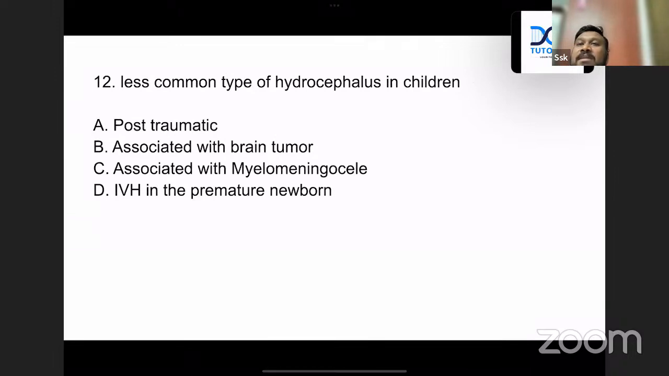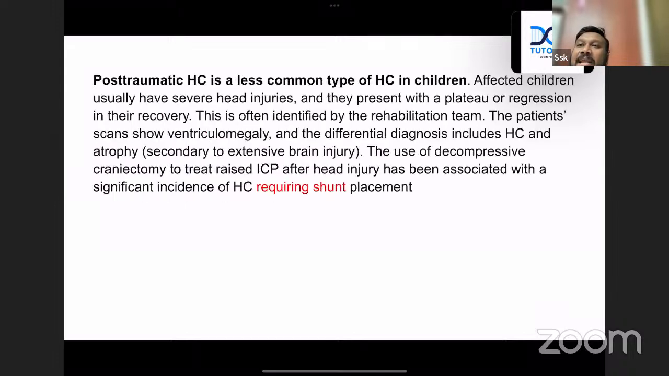So the less common type of hydrocephalus in children is always going to be post-traumatic. So hydrocephalus can happen with brain tumor, especially in the setting of medulloblastoma, pilocytic astrocytoma. It is usually associated with myelomeningocele. That is why in Chiari 2 malformation, you end up with myelomeningocele and hydrocephalus. And in IVH in premature newborns, these children are prone to germinal matrix bleed. In that scenario, they can develop IVH, which can result in obstructive type of hydrocephalus. So all this can cause hydrocephalus, but not trauma. Trauma is very rare, a less common type.